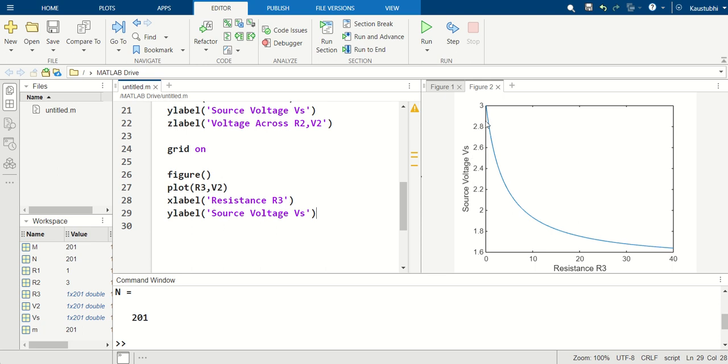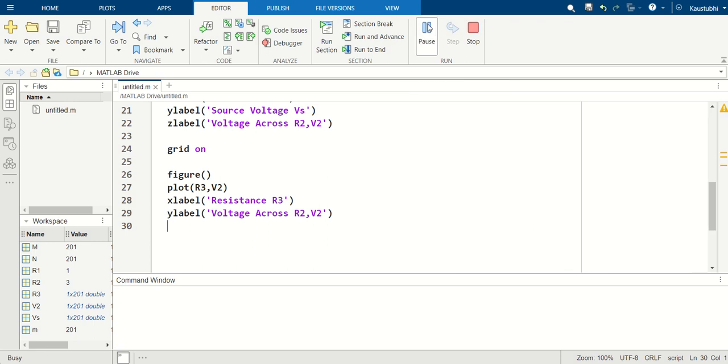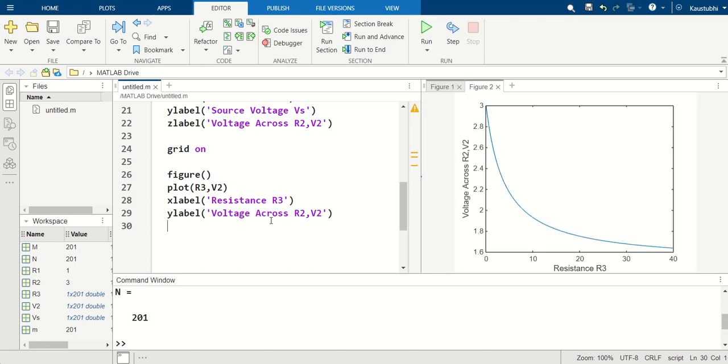The source voltage Vs, which is 3 volt at 0 ohm. And as my resistance increases to 40 ohm, my voltage across, sorry, this is not source voltage. This was my voltage across resistance R2. So I should change it. Yes. Now I run it. So the voltage across R2 is decreasing as my R3 is increasing. Got it? That is one more.